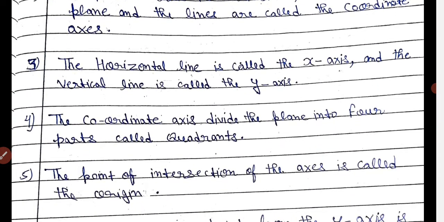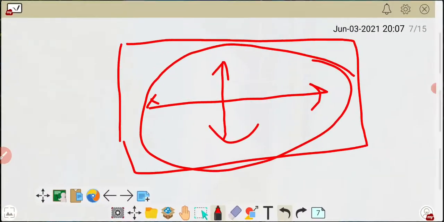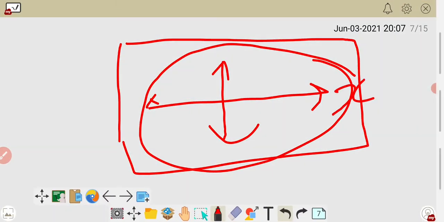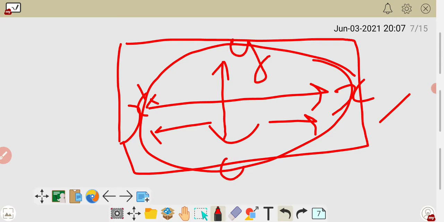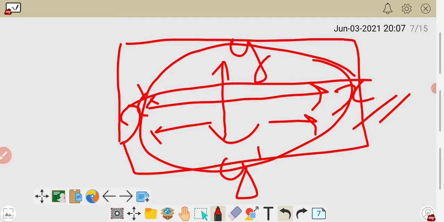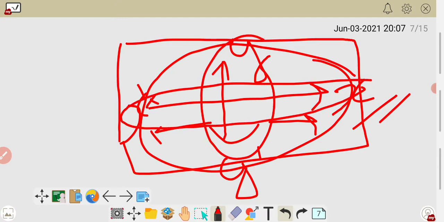And the plane is known as the Cartesian plane or coordinate plane. Now the third point: the horizontal line is called the x-axis and the vertical line is called the y-axis. As I told you, this horizontal line is known as what? X-axis. X and x dash. X means positive value, x dash means negative value. You have to move like that. And the vertical line is known as the y-axis. It is y and y dash. Horizontal is known as the x-axis, vertical is known as the y-axis. And there are two directions, positive and negative.